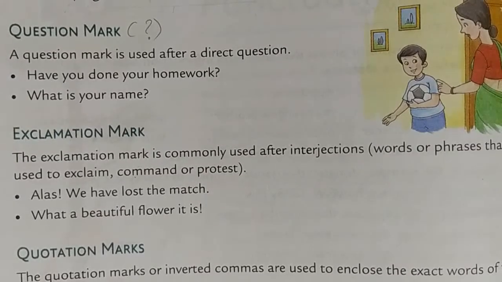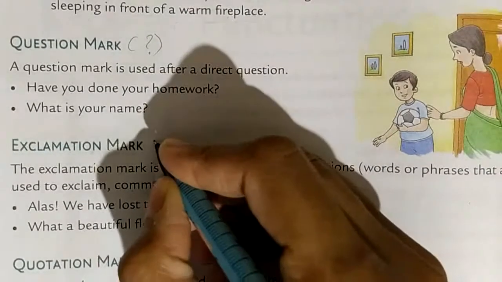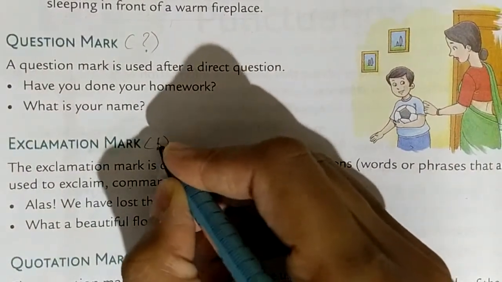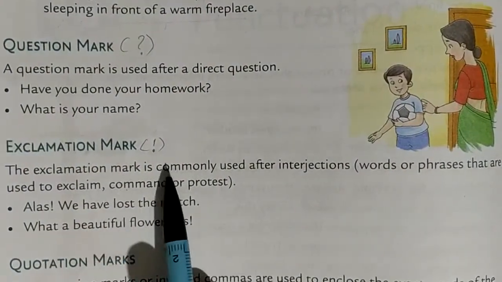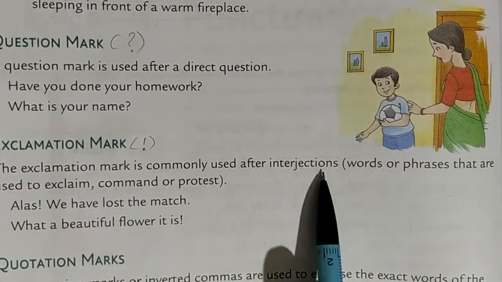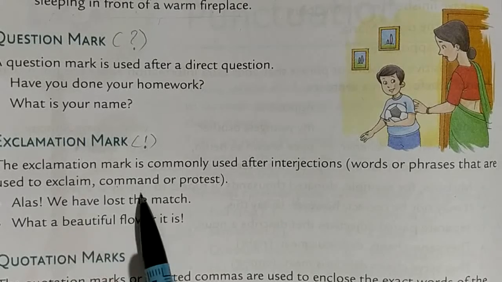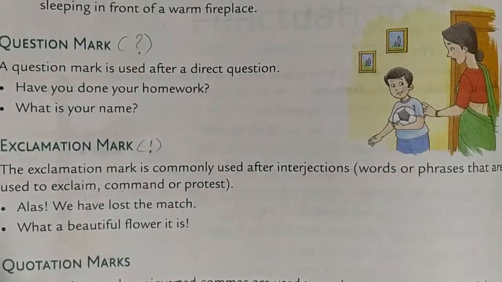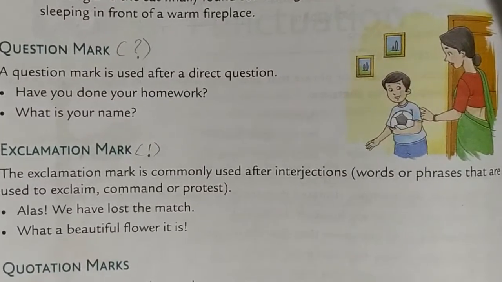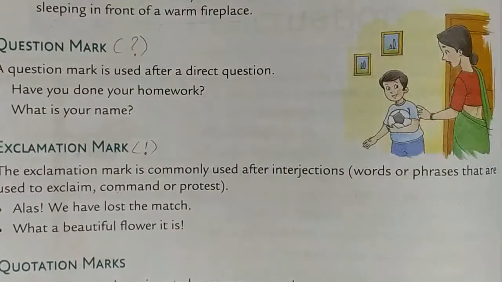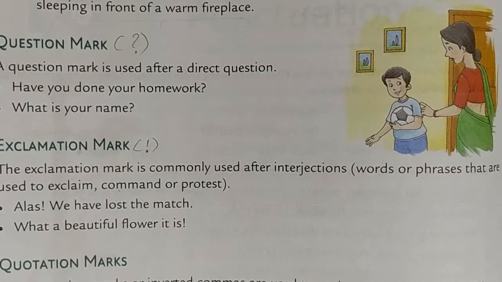The next one that we are going to read is the exclamation mark. The exclamation mark is like this, a line and a dot under it. The exclamation mark is commonly used after interjections, words or phrases that are used to exclaim, command or protest. See, the exclamation mark is used to express your feelings. The kind of feelings, good, bad, happy or sad, whatever kind of feeling it is, the exclamation mark is used.